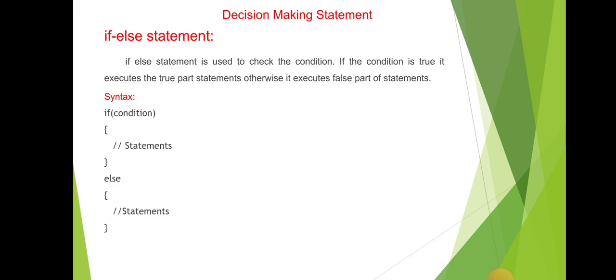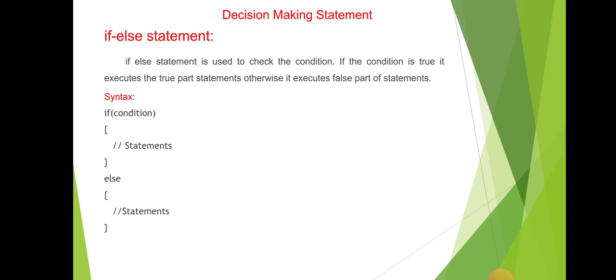First we see about the decision making control statement, the if else statement. In if else, there are three categories used in programs: if else, nested if, and if else ladder. Those three statements are used to check the condition. If the condition is true, one part of the statements is executed. If the condition is false, the else part of the statements is executed.